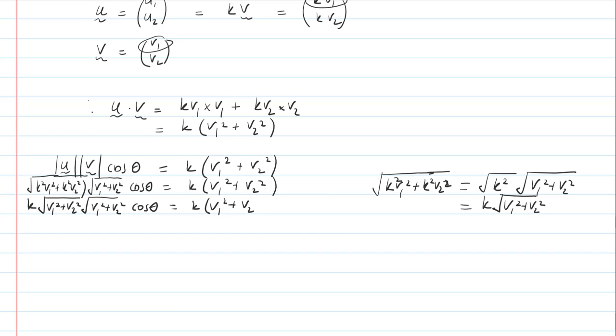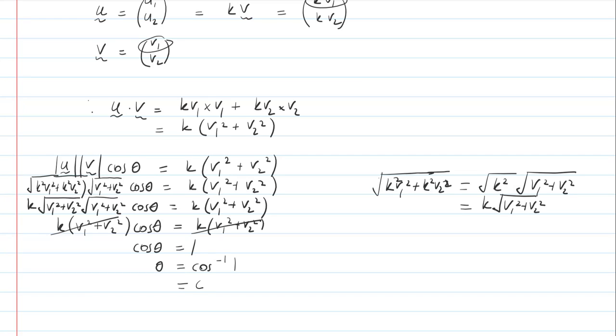And that's quite good, because when I multiply two things together, they're both square roots of the same thing. I just get k(v1 squared plus v2 squared) cos theta equals k(v1 squared plus v2 squared). I divide through, that cancels to that. Cos theta equals 1. Theta equals cos inverse of 1, and that's equal to 0. So there is a 0 angle in between them, and therefore they're parallel.